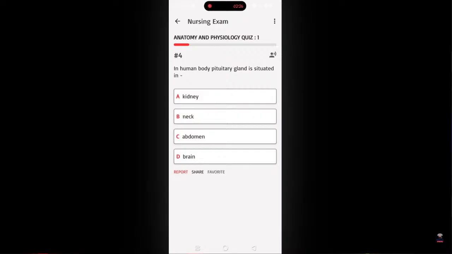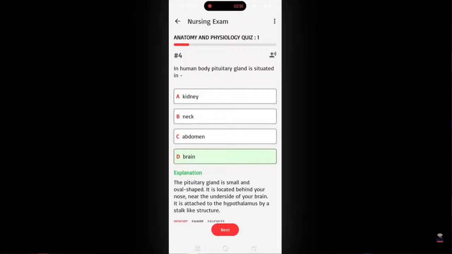In the human body, the pituitary gland is situated in A. Kidney, B. Neck, C. Abdomen, D. Brain. We'll go with the brain. Correct answer. The pituitary gland is small and oval-shaped. It is located behind your nose, near the underside of your brain. It is attached to the hypothalamus by a stalk-like structure.